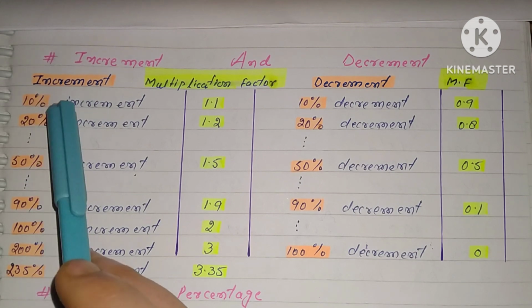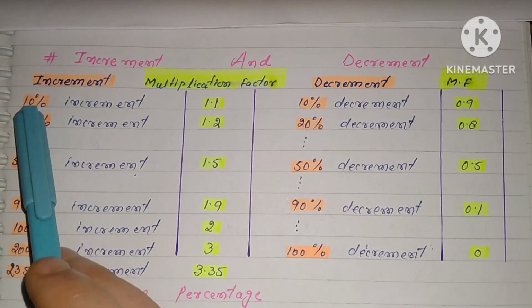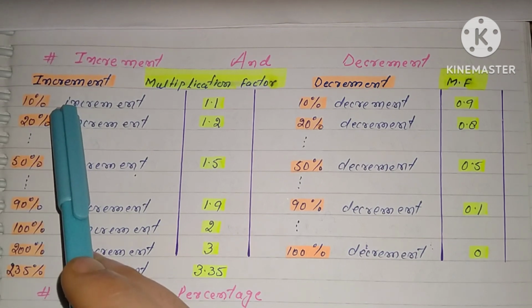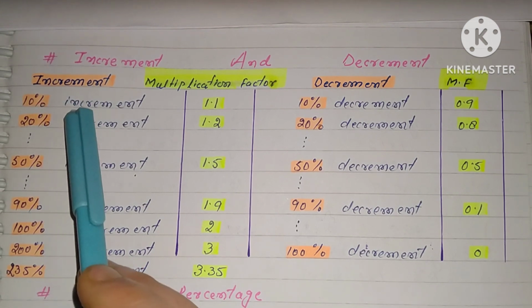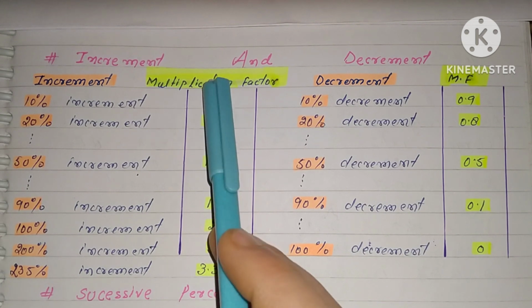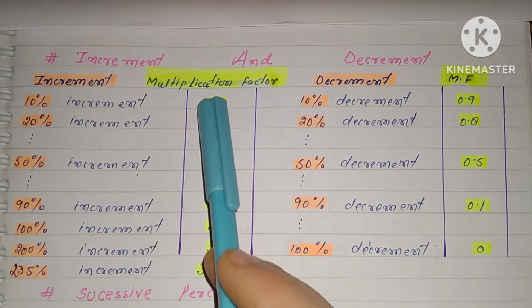10% in the decimal form will be 0.1, because 10 divided by 100 is 0.1. The original quantity is 1 and the 10% increment will be 1 plus 0.1, and it will be 1.1. The equivalent multiplication factor will be 1.1.